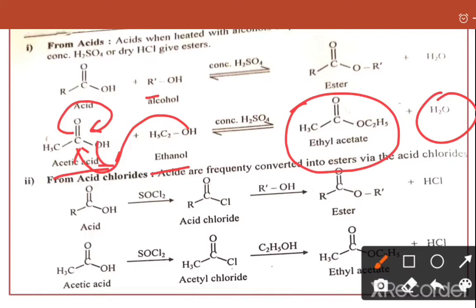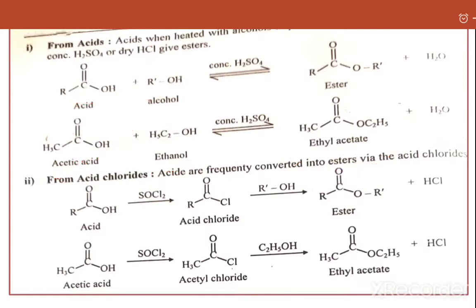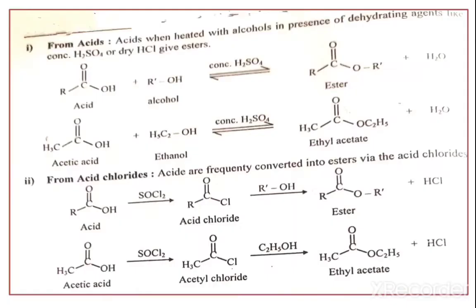That means when acids are treated with alcohol in presence of a dehydrating agent, we get the ester. And the first example here is the general formula of acid. We take one example here, acetic acid and ethanol in presence of the dehydrating agent, that is concentrated H2SO4, we get ethyl acetate. This is the first method.